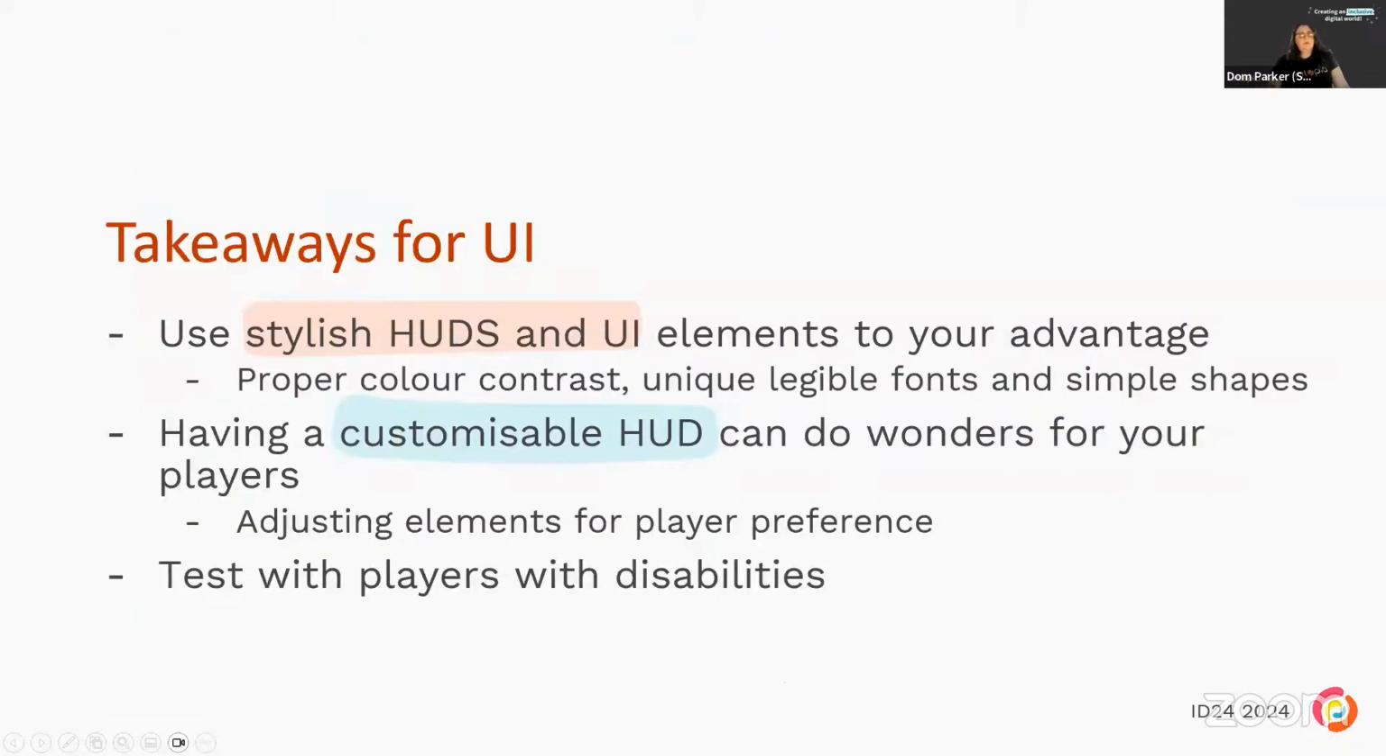So my takeaways for UI is to use stylish HUDs and UI elements to your advantage. Don't sacrifice the style, pizzazz, or coolness level of your designs for accessibility. Just use the proper contrast, unique legible fonts and simple shapes. We need to have that all logical enough to really show how this can be done properly. You don't have to sacrifice style. You can keep it cool, just keep it accessible. And remember, simplicity is key.